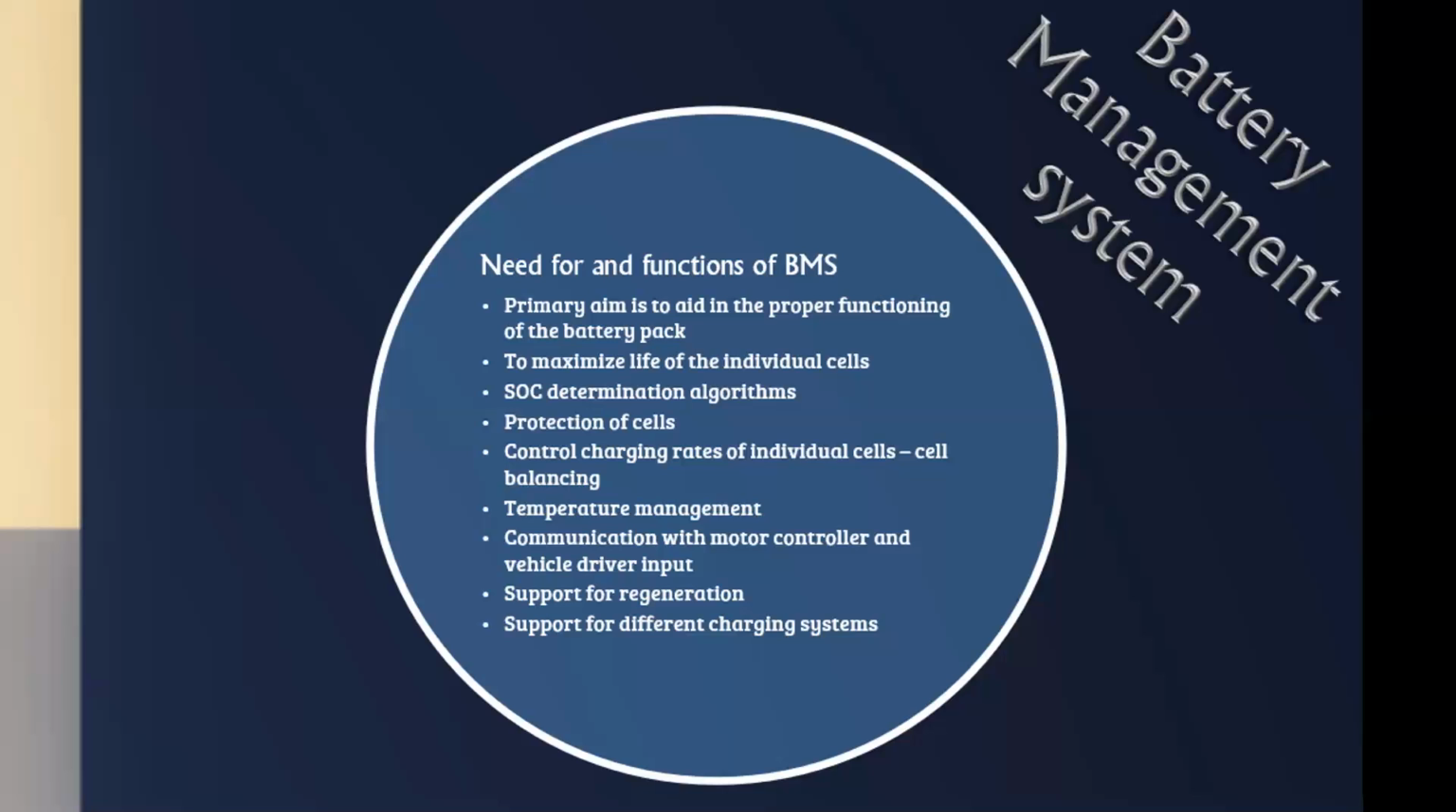So the cell balancing, that is again like I mentioned before, all cells are not equal. You have to maintain the charging rates such that once the battery is charged to 100%, each of the individual cells is charged at 100% uniformly. There shouldn't be a cell that is not completely charged, and the same applies when you are discharging, so that the life of the battery will be maximized. Then we have temperature management.